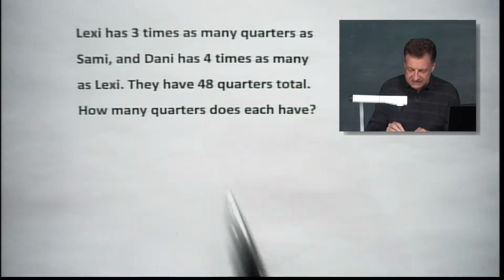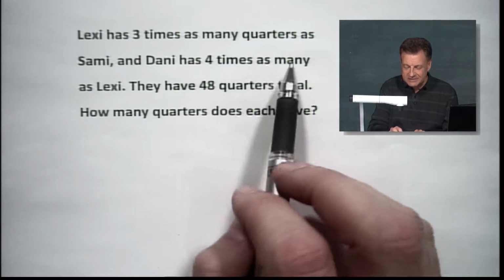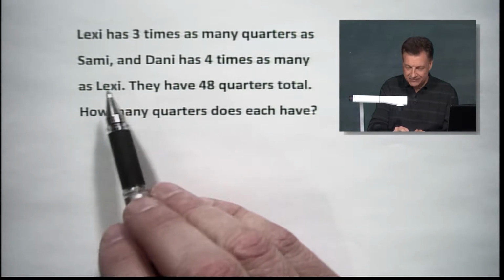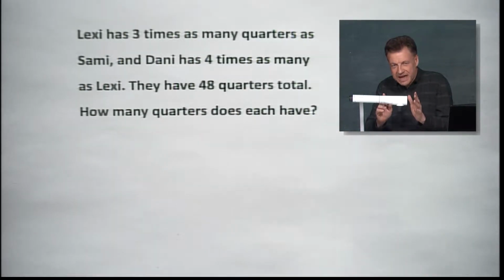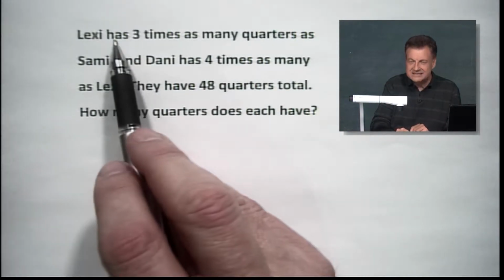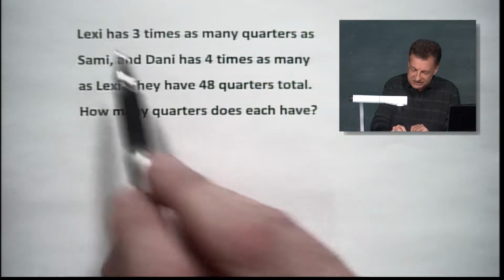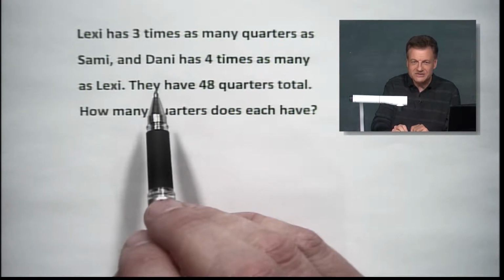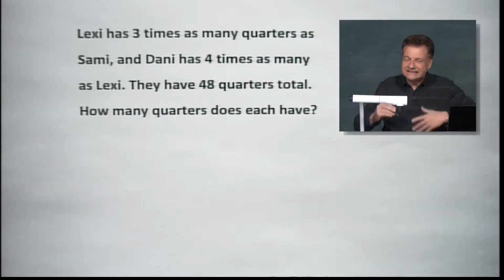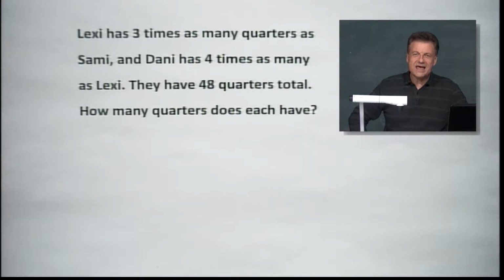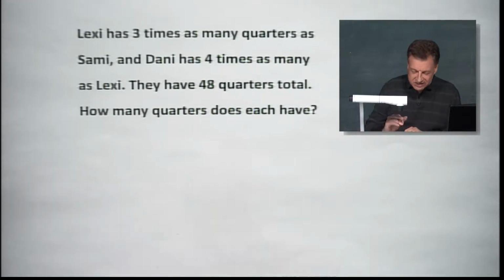But look what happens then. Danny has 4 times as many as Lexi. So Danny's going to have the biggest amount here. Lexi's in the middle, on the lower end because Danny really is whooping up on this thing. And then Sammy looks like he's going to be a little bit the left out person here. They still get some quarters, but Sammy's got the least. So let's check it out.